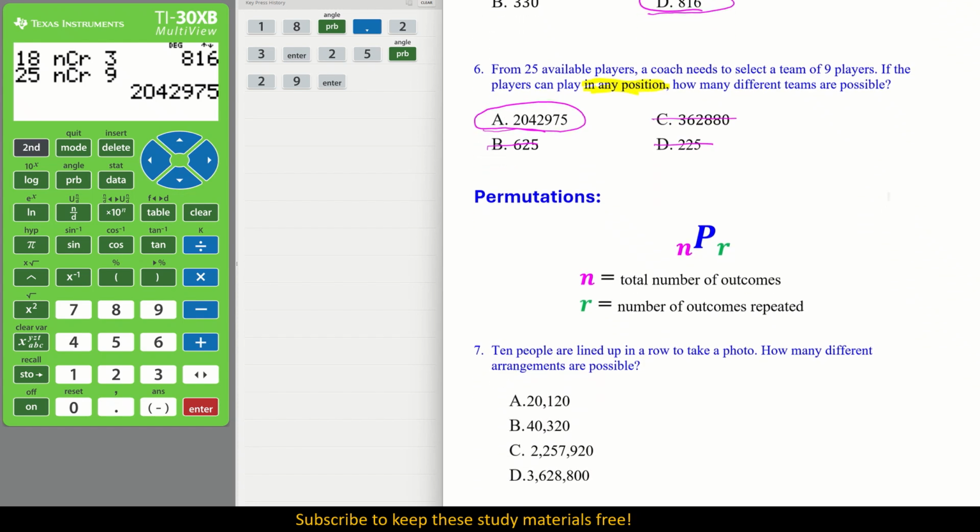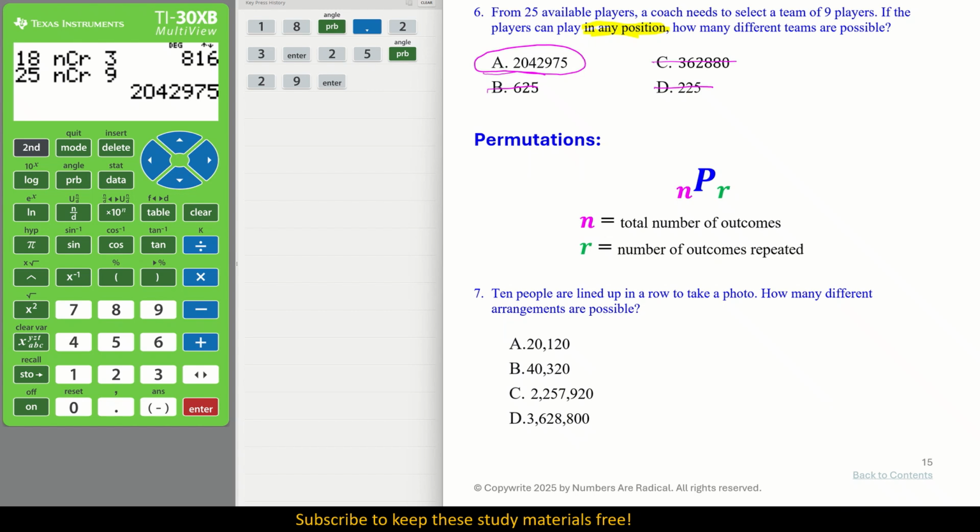Okay, now let's move on to number 7. 10 people are lined up in a row to take a photo. How many different arrangements are possible? Okay, as you see above, it's giving us a clue that this is a permutation. What really tells us, when you're asked a question like this, is that you have 10 people, and then they say we line them up. Anything in a line implies a permutation because once someone takes a position in the line, they cannot take a position anywhere else in the line. So we know that that's what we've got.